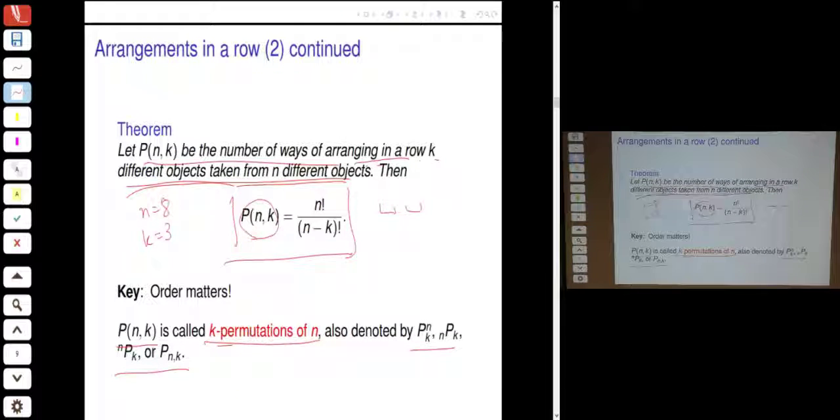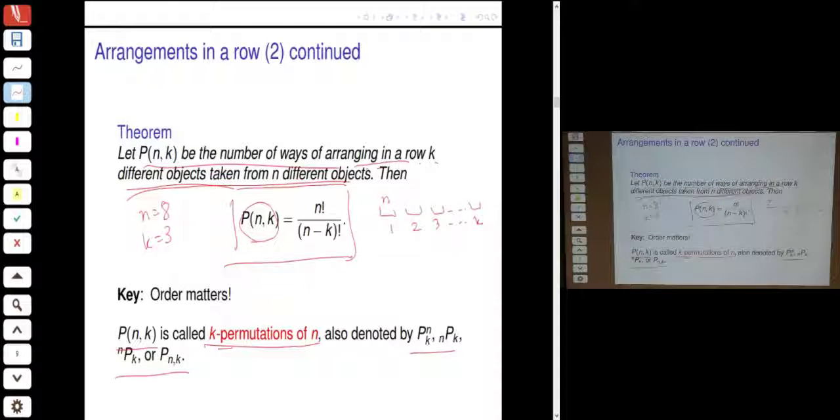Okay? So suppose these are the k spots, 1, 2, 3, 4 up to k. And we want to fill them by n different objects by placing them in these k different slots. So again, we go with n different objects to spot 1, and fill it up in any of n possible ways. Now that we have filled spot 1, we have n minus 1 objects left in hand.